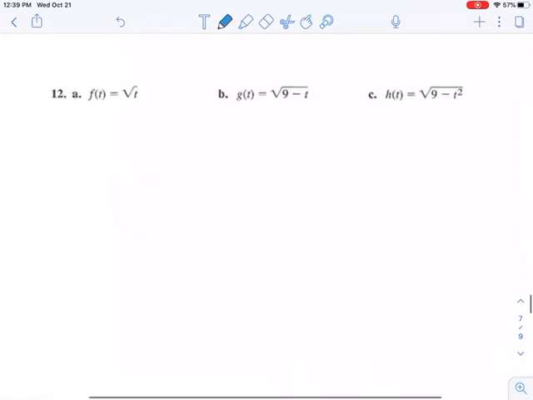Give the domain, range, and zeros. Okay, so this one's radical. So we have the square root of t. The square root of t has to be greater than or equal to 0.